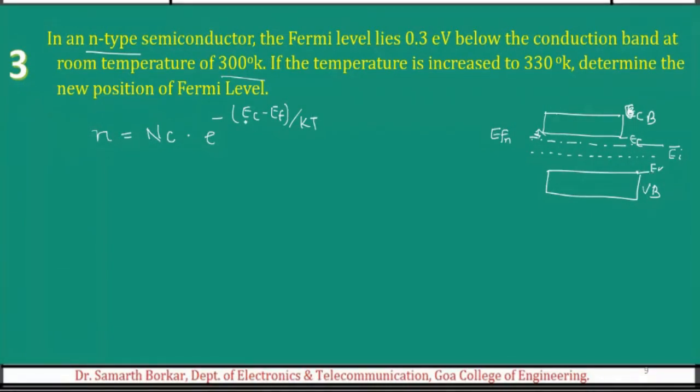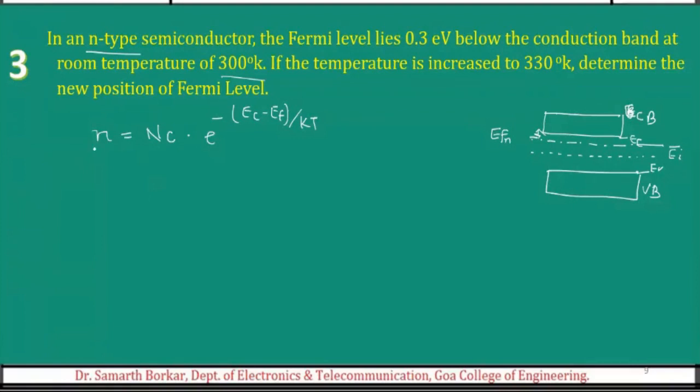And there's always a confusion, like which term will come first. So Ec is at higher potential as compared to Ef, so it is Ec minus Ef. Fine. For P, if the Ef shifts here, it will be Ef minus Ev. So get used to these equations. What we are interested in finding is the value of Ef, the new position of the Fermi level.